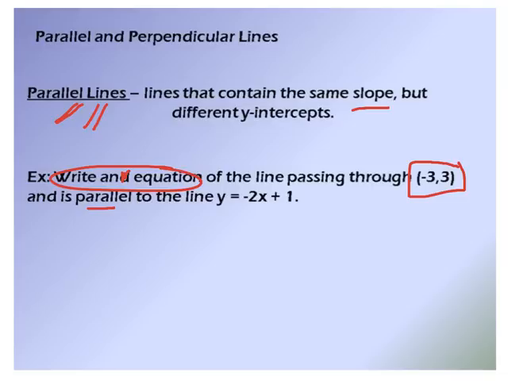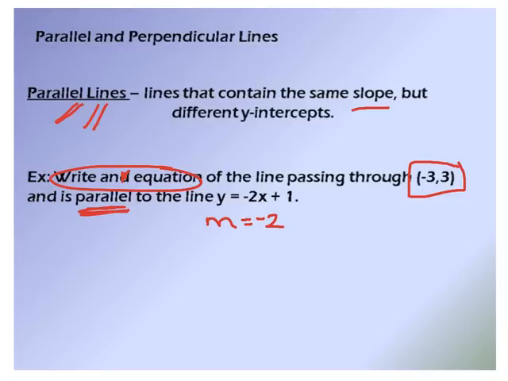To get the slope, we're going to take a look at the line that they give us, because we just learned that to be parallel, we have to have the same slope as the line given. Since this equation is in slope-intercept form, I can easily pull out that my slope is -2. So now I know a slope and I know a point, so I can use either point-slope form or slope-intercept form to get me my equation.